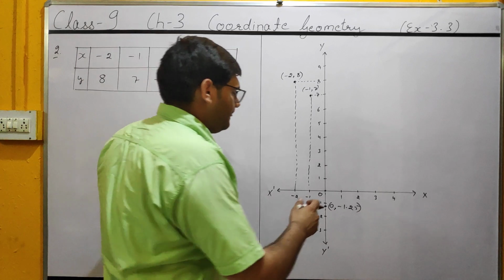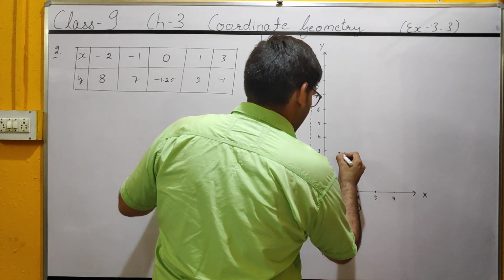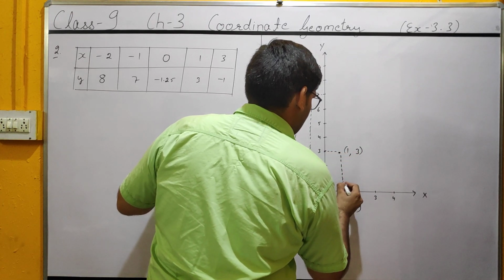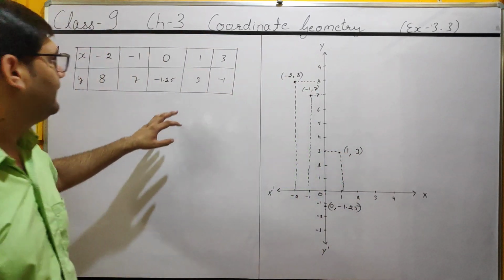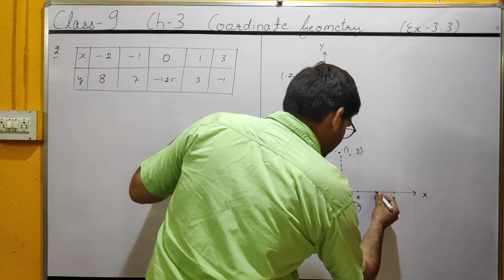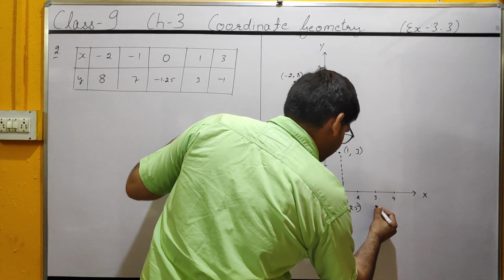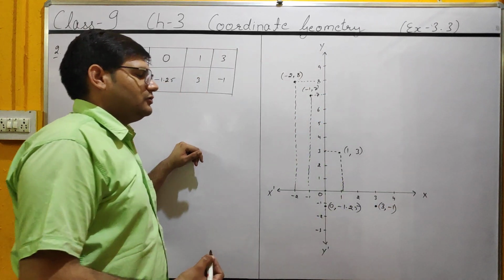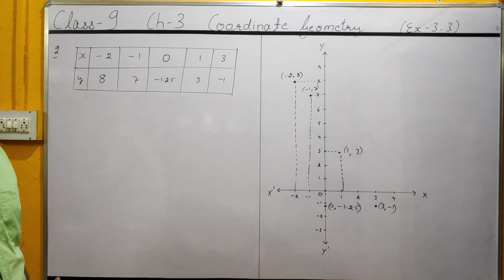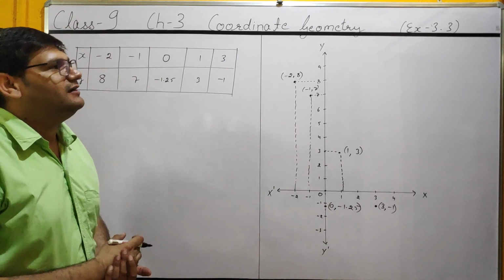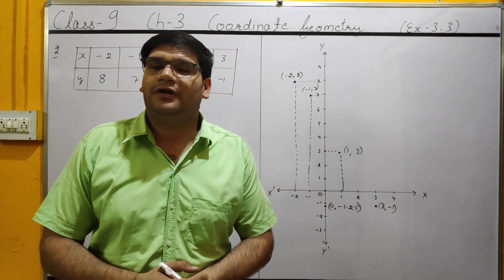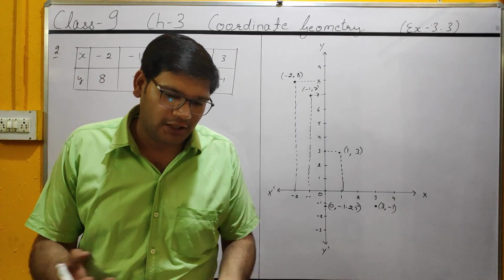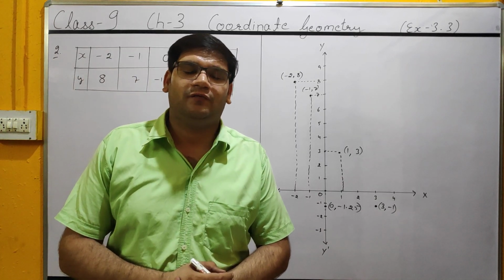1 and 3. This is the point 1, 3. Next, 3 and then -1 here. 3, -1. So in this way you can locate the points on the Cartesian plane. So we have studied how to locate any point on a Cartesian plane in this third chapter. I hope it's really very clear to you. Okay students, thank you for watching the video.